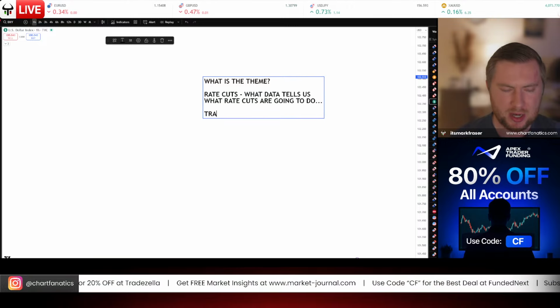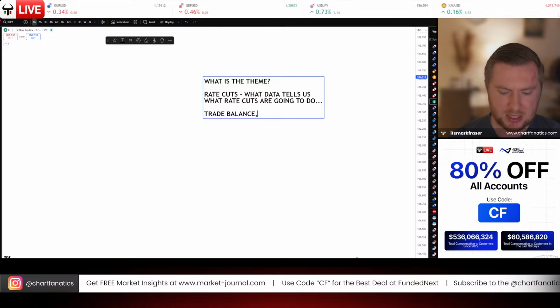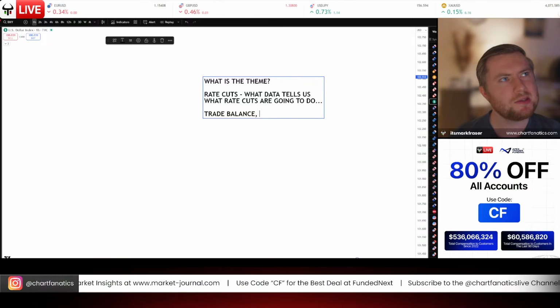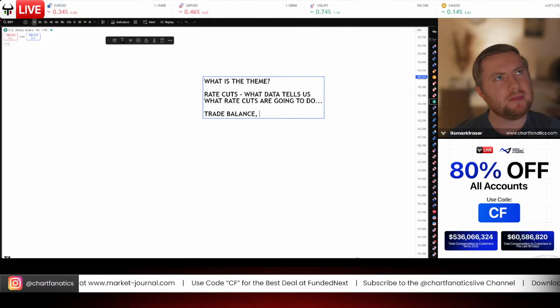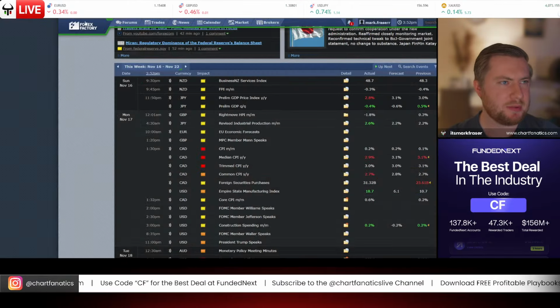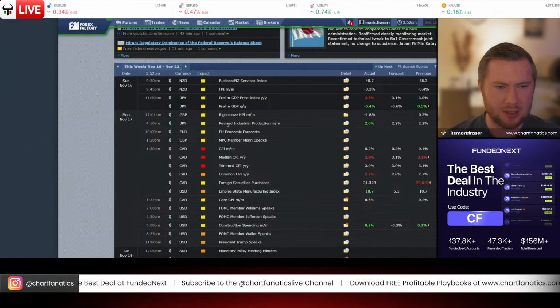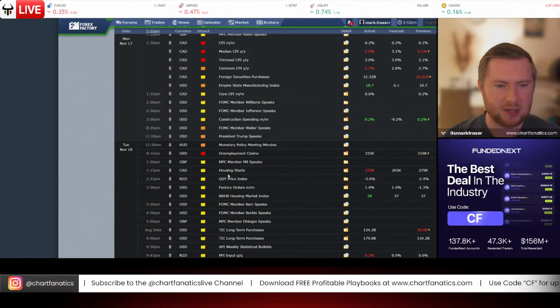Stuff like trade balance, or... I'm just trying to think of some other slightly minor instances of data. It's probably best to look at the calendar and I'll get a good idea. Stuff like industrial production will obviously not move markets. Stuff like housing starts will obviously not move markets.